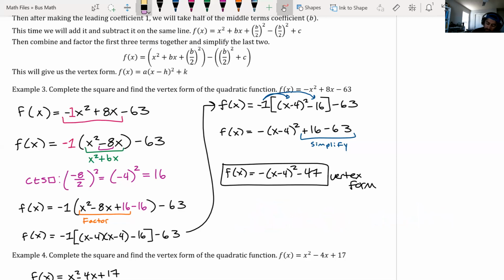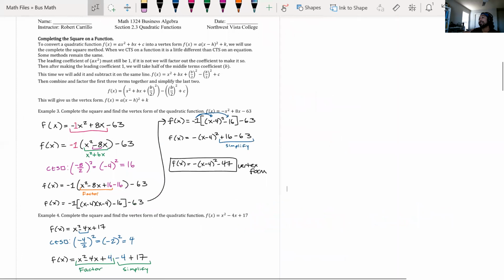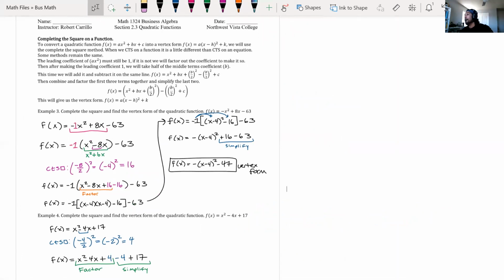Okay. And that's completing the square on functions and equations. Whew. All right. Now we can get into graphing these. But any questions on this before moving on? No, sir. All right.